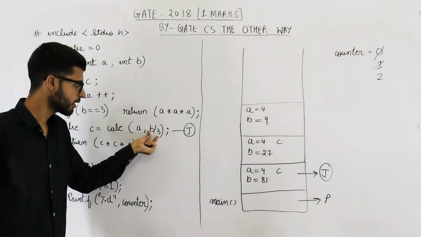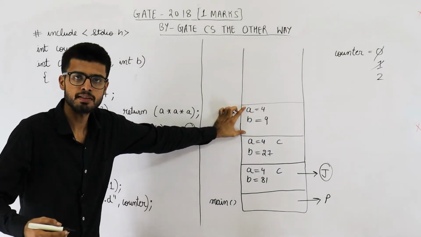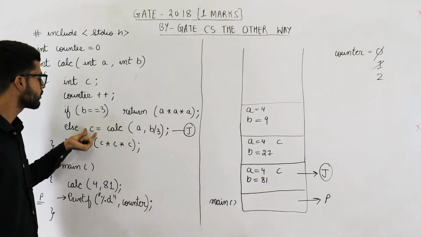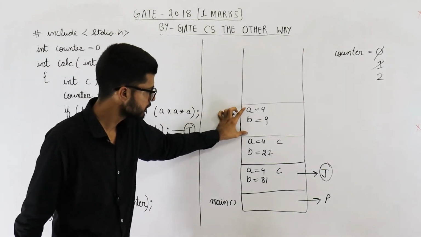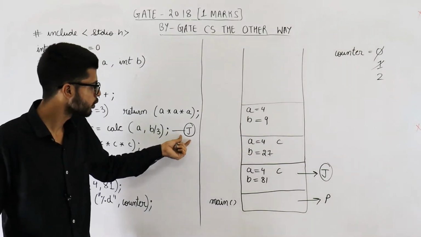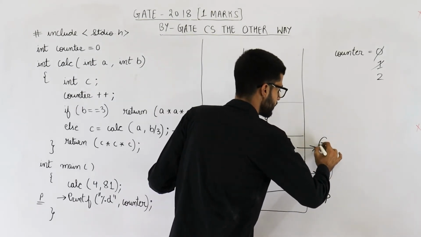Now see, when this function has completely executed, it will return something. Whatever it returns will be given to this variable C. That means when this function returns, you will come back to the previous function and you will resume the execution from line number J. So I'm writing J here just to remember that thing.